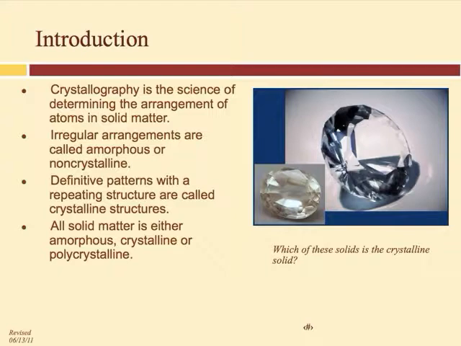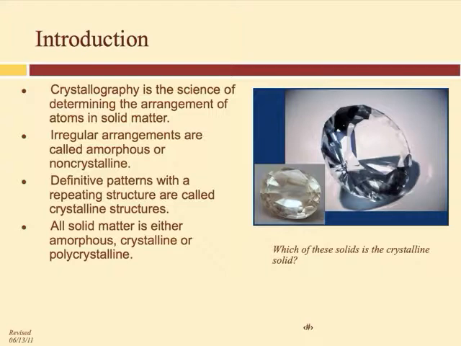Crystallography, some people call it the science of determining the arrangement of atoms in solid matter. Now, you can have crystalline proteins. They crystallize proteins to figure out what the structure is. But for the most part, we're going to deal with crystalline silicon, which incidentally has the same structure as diamond, okay? In fact, it's called a diamond structure. When we refer to diamond, it's actually the structure we are referring to. The material is carbon, okay?